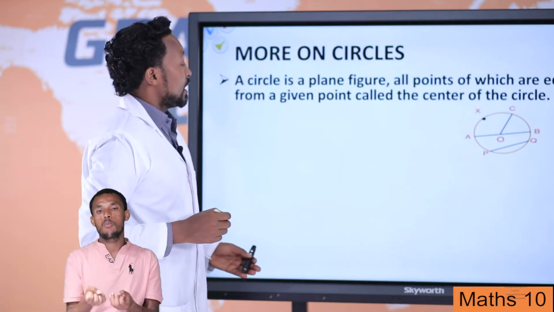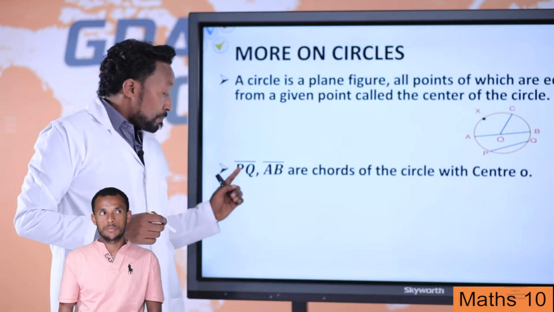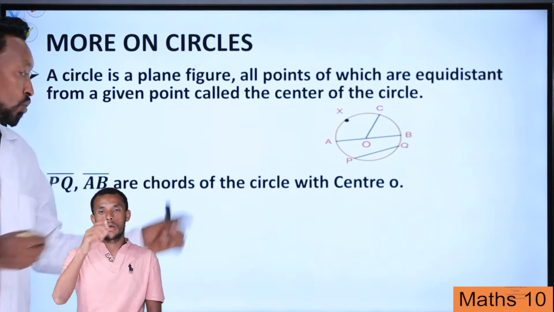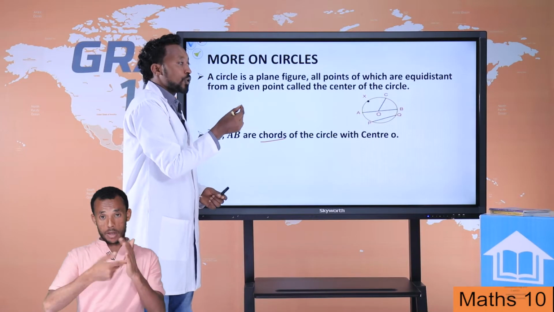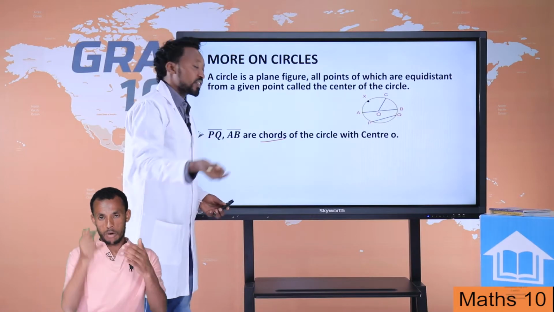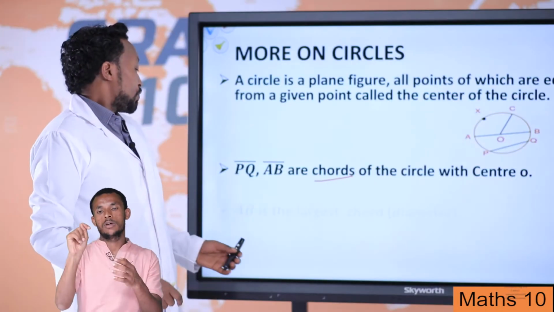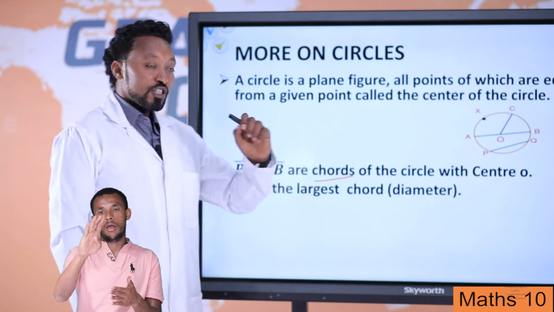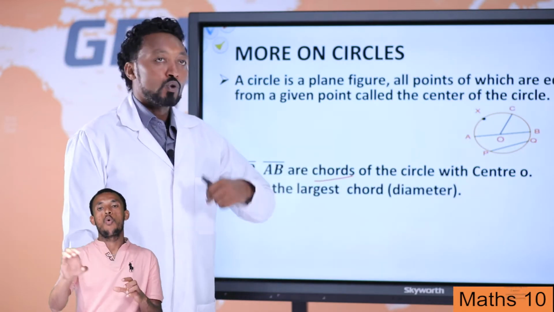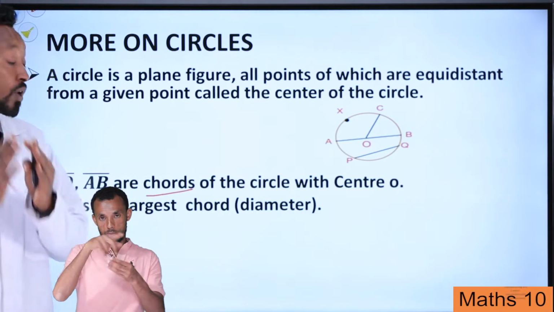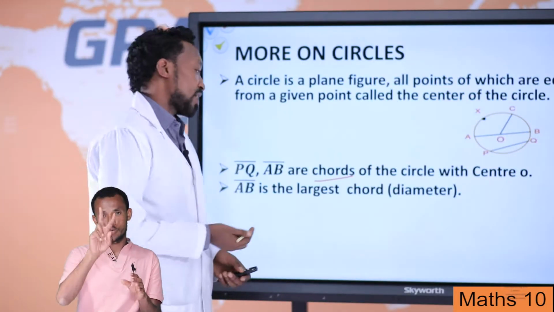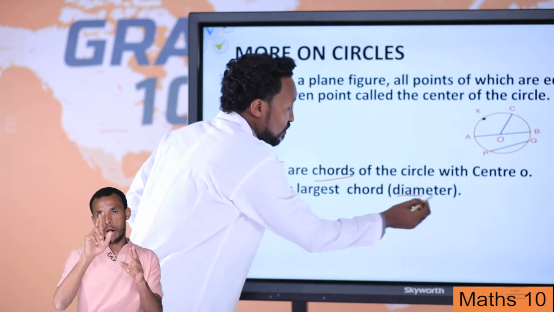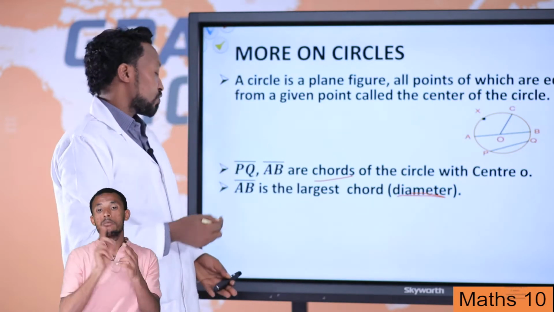PQ and AB are chords of a circle. A chord is a line segment that joins two endpoints on a circle. Here AB is the largest chord. The largest chord of a circle is known as the diameter of a circle, that means 2 times the radius.